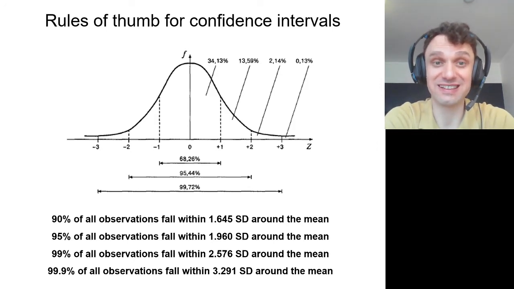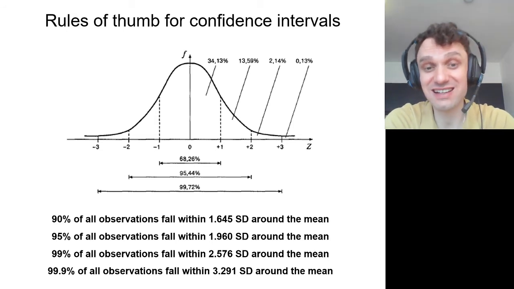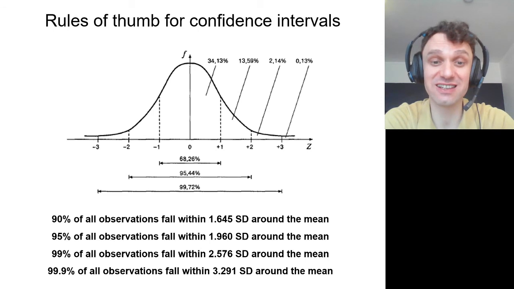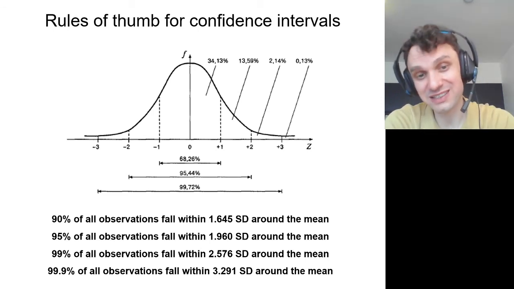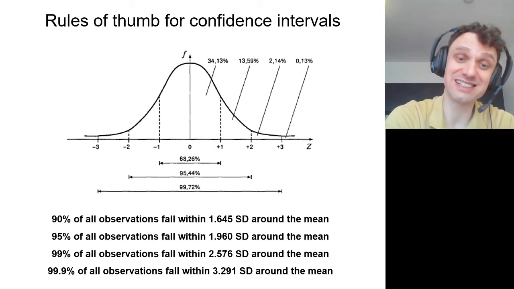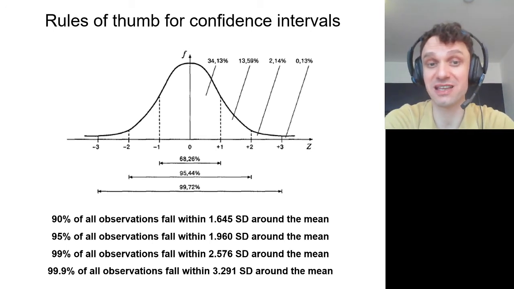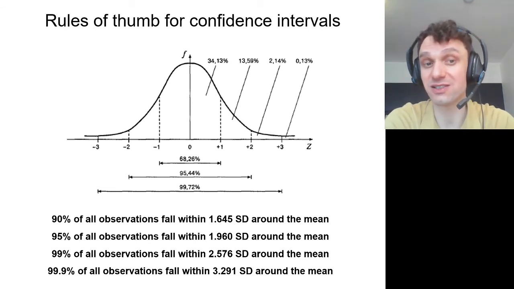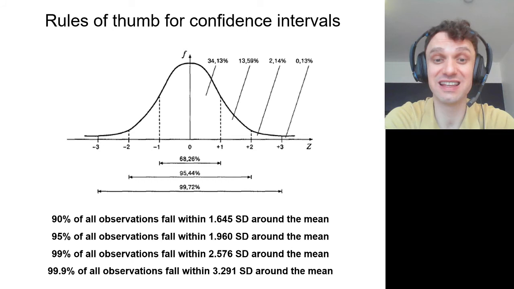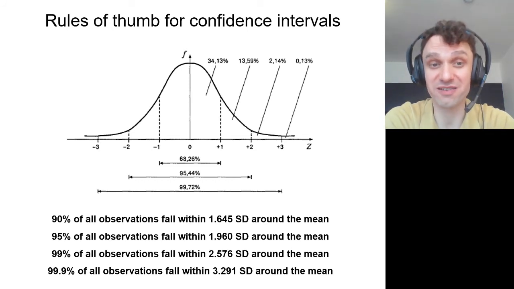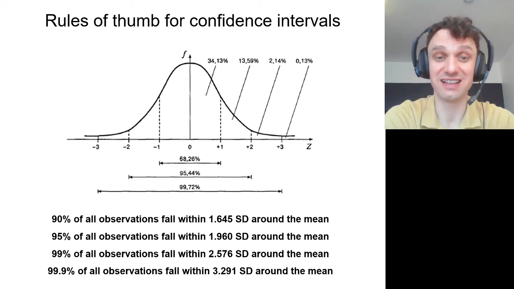And also for every normal distribution, you can always be sure that 95% of all observations fall within the range of -1.96 to 1.96 standard deviations away from the mean. So it's almost equal to 2. As a rule of thumb, you can use 2 standard deviations away from the mean for the 95% confidence interval.